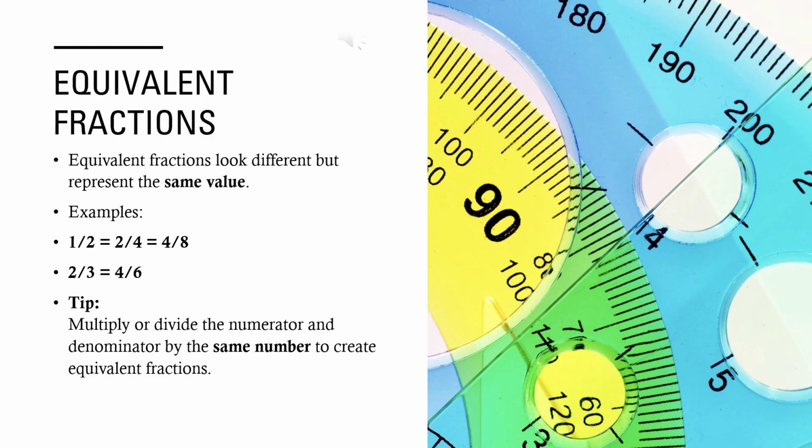For example, 1 by 2. So multiply the numerator by 2, which is 2. 2 times 1 is 2. And multiply the denominator by 2 as well, which is 4. So the equivalent fraction is 2 by 4. Do the same thing again. So the equivalent fraction of 2 by 4 will be 4 by 8.